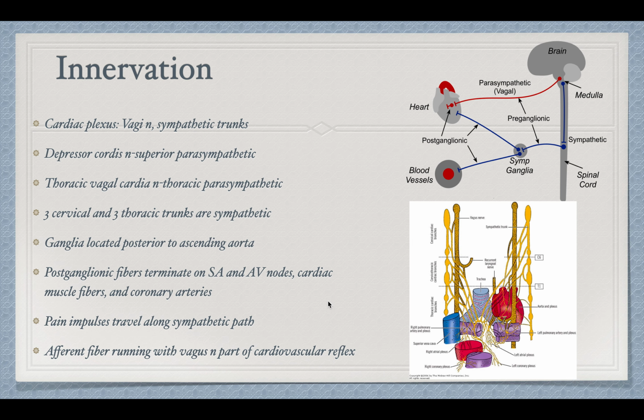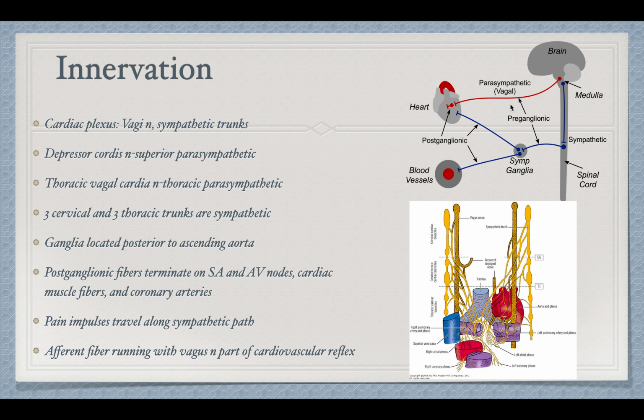sympathetic pathway. The afferent fiber running with the vagus nerve is a part of the cardiovascular reflex. What is that? The cardiovascular reflex is how the heart compensates whenever there's a rise in blood pressure, rise in stressors, and rise in parasympathetic innervation. So it's going to respond to stimuli.